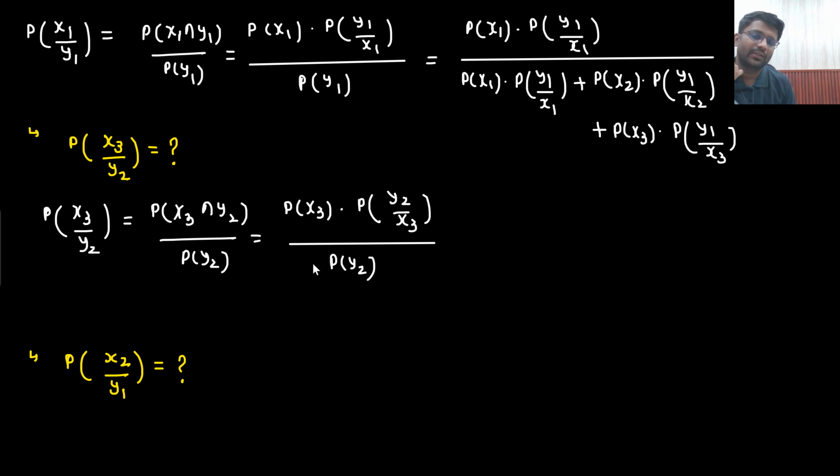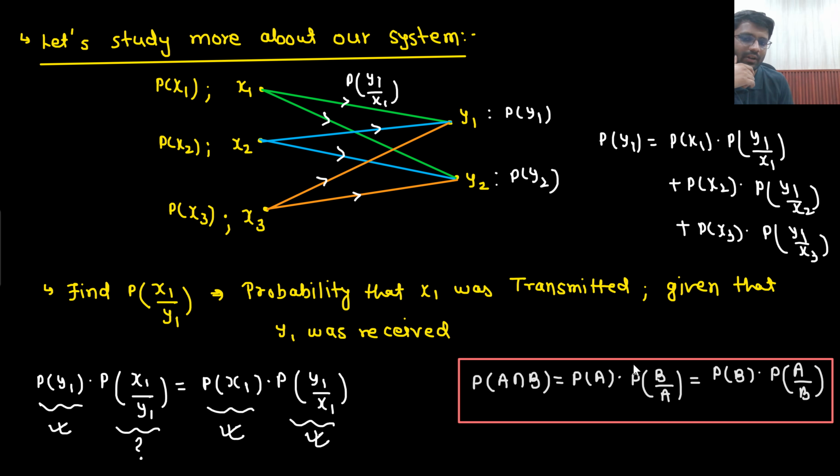Now can you write down the probability of receiving y2? Absolutely. Can you write down this probability? Absolutely, you can write down. That's it. What will be the formula? Probability of receiving y2. From here you can write down.